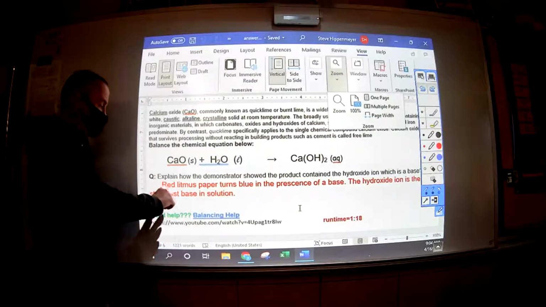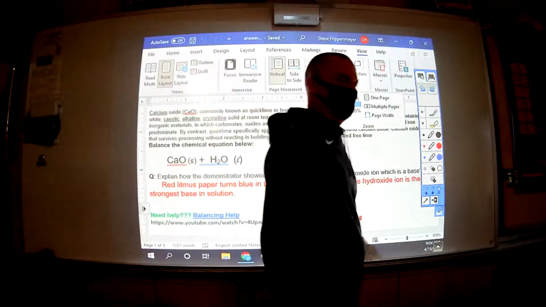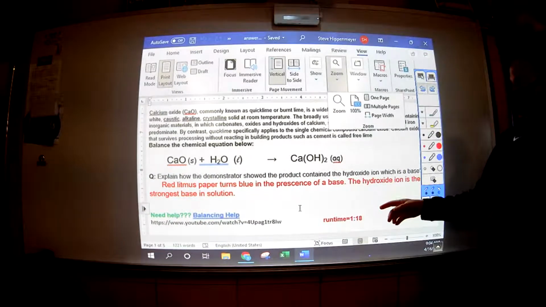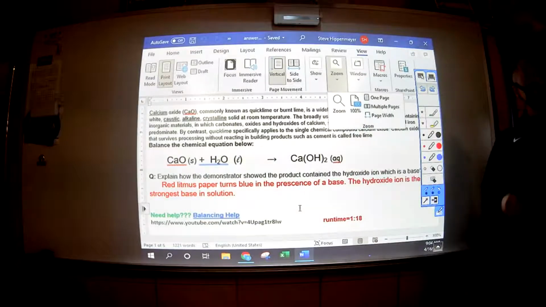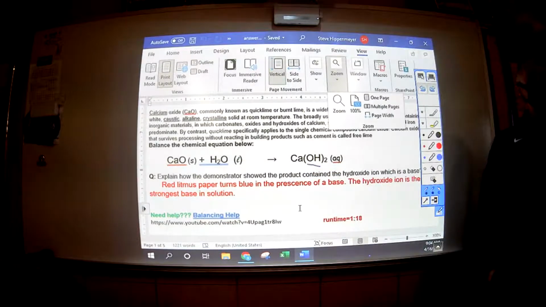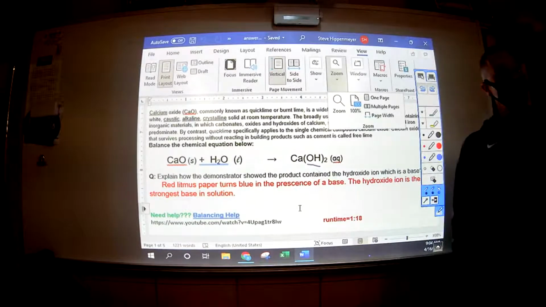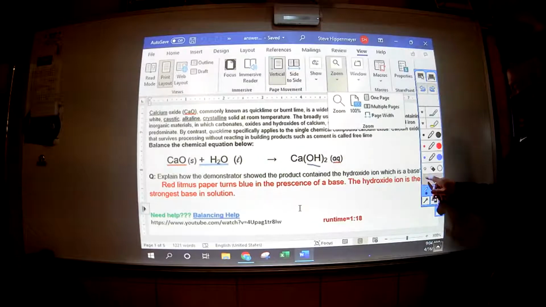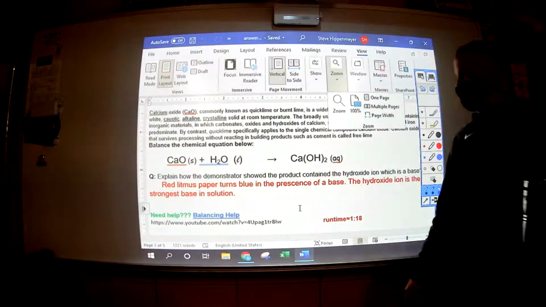Red litmus paper, as we learned in the acid-base chapter. Red litmus paper turns blue in the presence of a base. In that experiment, in that demonstration, the demonstrator or experimenter put the litmus paper in, it turned blue. The hydroxide ion is the strongest base we can have in solution. The hydroxide ion is OH minus. Bases attract the hydrogen ion. So the hydroxide ion is very good at attracting the hydrogen ion. Question on that one?